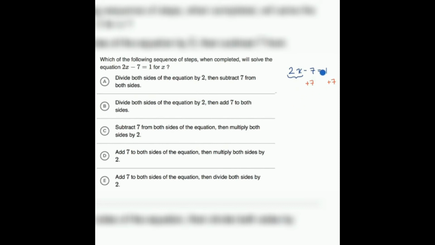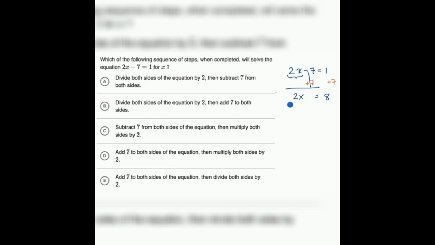Remember, when we're dealing with an equation, if we want the equation to hold true, that the left side is equal to the right side, whatever we do to the left side, we have to do to the right side as well. So if we add 7 on the left, we have to add 7 on the right. Well, when we do that, our left side is left with just the 2x, because you have negative 7 plus 7, is equal to, the right side is 1 plus 7, is equal to 8.